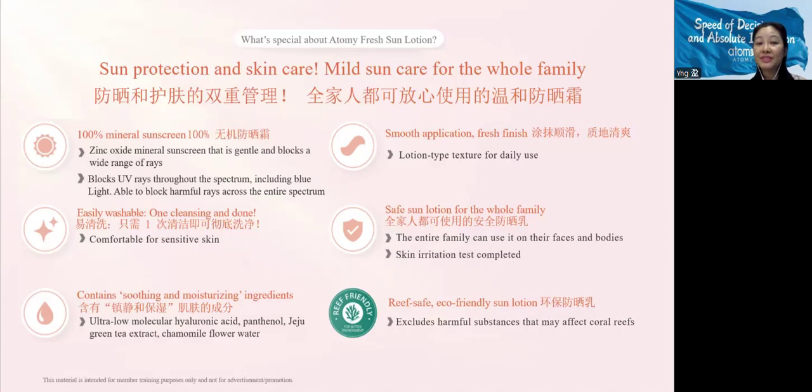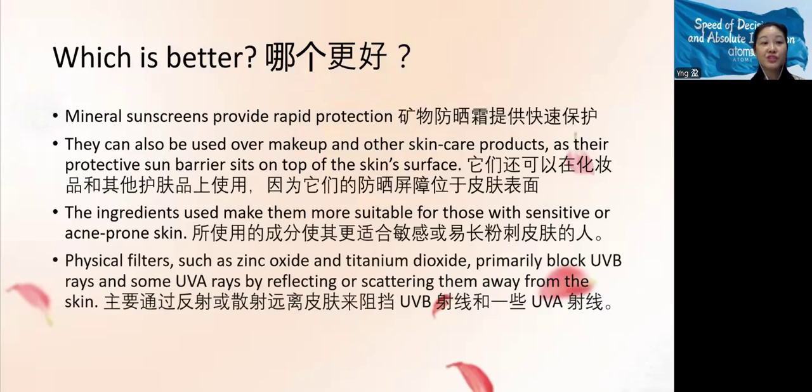It is also reef safe and eco-friendly, which means even when we are out at the beach, we will not cause any harm to the coral reefs. And which is better? Mineral sunscreen provides rapid, immediate protection.